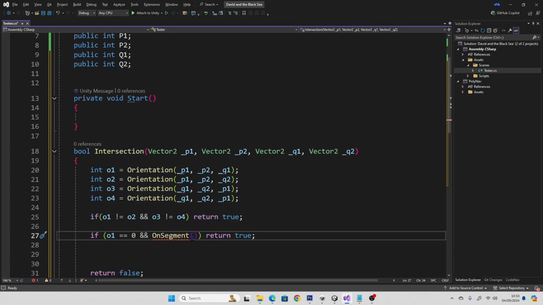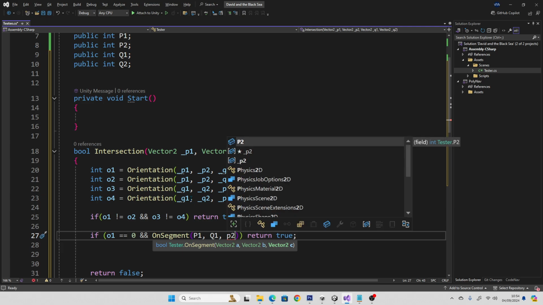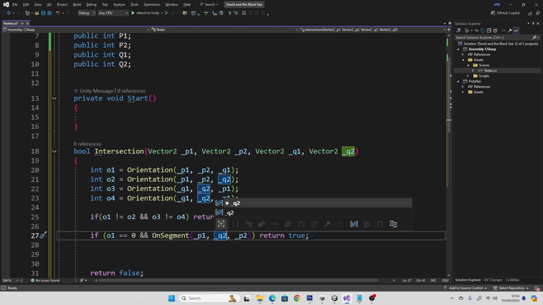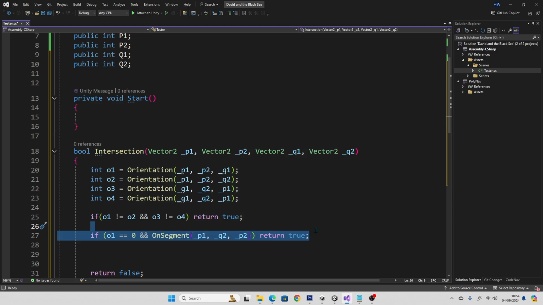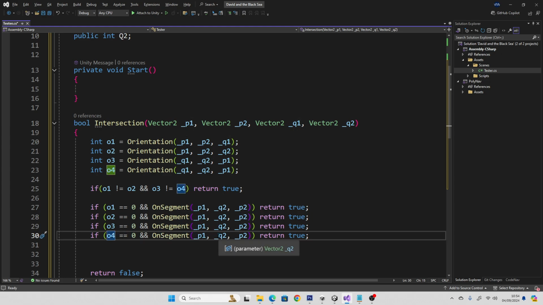So we're going to have like sort of the other line's piece in the middle. So I want to say P1, Q1, and P2. P1, P2, Q2. All right. And there are 4 points, so I have to do four testings of this. And so if any of these is equal to zero, we're going to be checking to find out if it's on a segment. And it will be returning true. If none of these turn out to be true, then just return false. It's not the same. It's not intersecting.